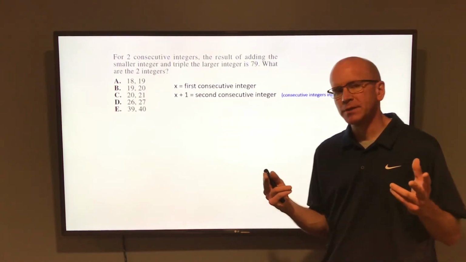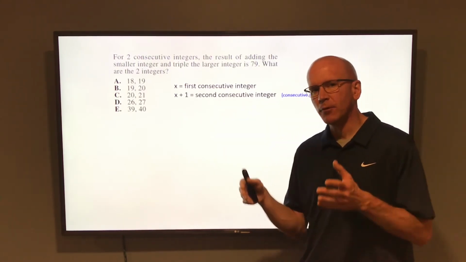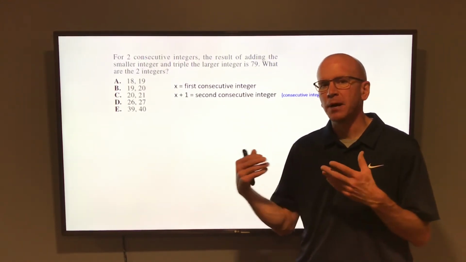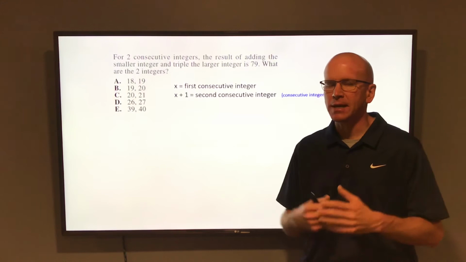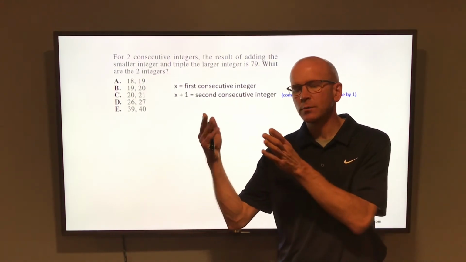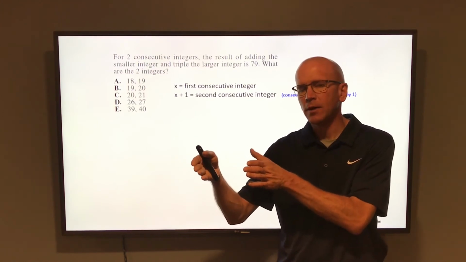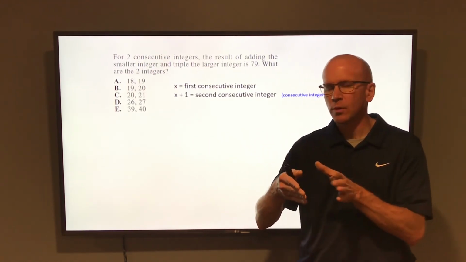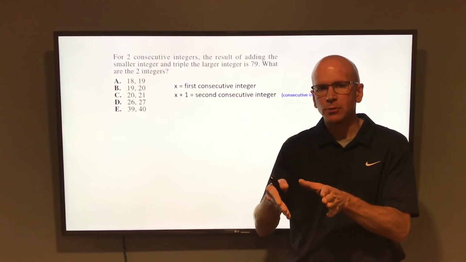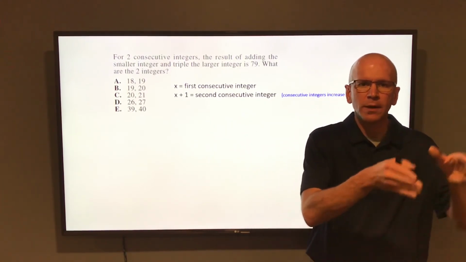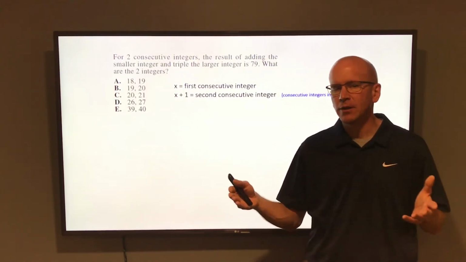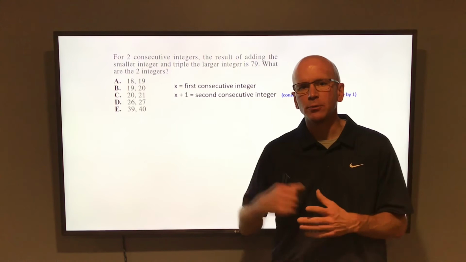Now let's say they were consecutive even integers. The first one would be x, the second one would be x plus 2, because they increase by 2 each time. What about consecutive odd integers? Like 1, 3, 5, 7. Well, the first one would be x, the second one would be x plus 2. So whether they're even or odd, the first one is x, the second one is x plus 2, the third one then would be x plus 4, x plus 6, and so on. Odd integers, even integers, both increase by 2 each time.